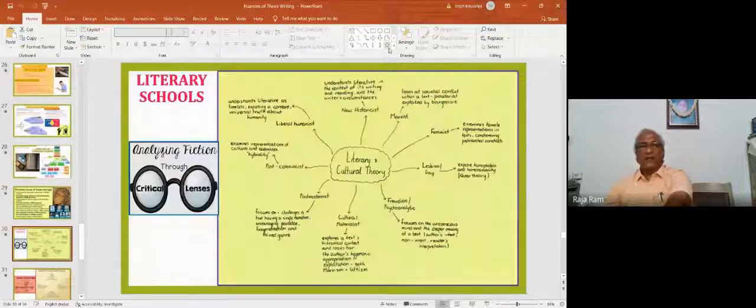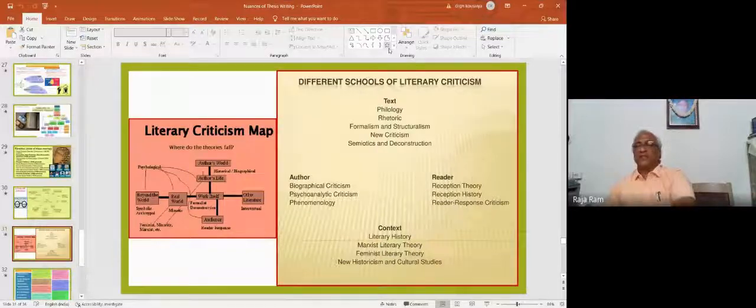And now what are the various literary schools we have right now? Liberal humanist, neo-historicist, Marxist, feminist, lesbian, gay, Freudian, psychoanalytic criticism, cultural materialistic criticism, postmodernist, post-colonialist, and things like that. And there are different schools of literary criticism.